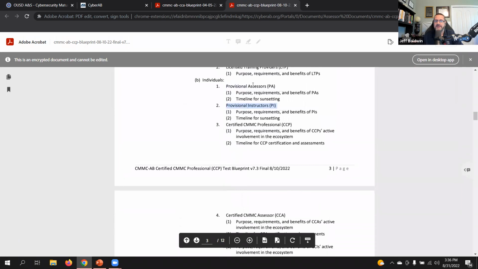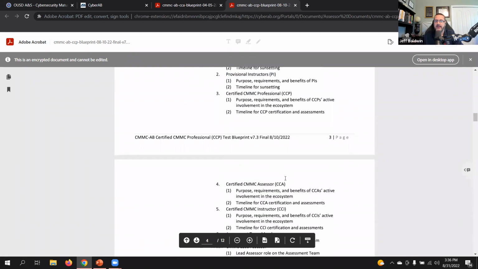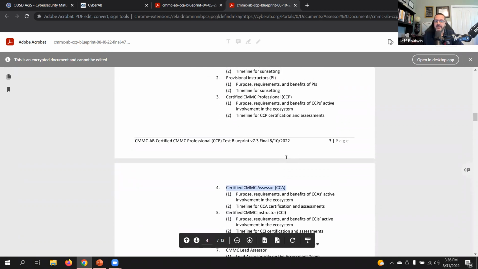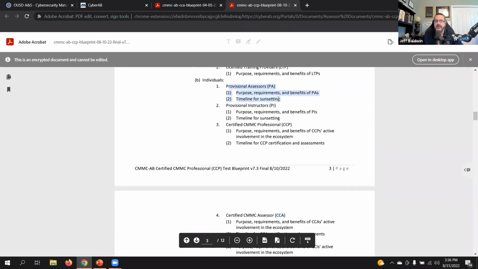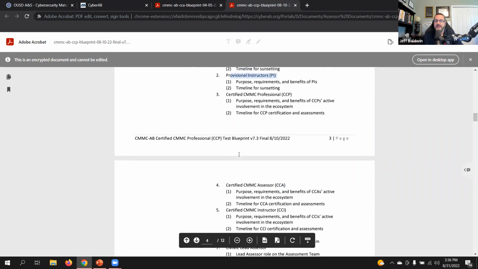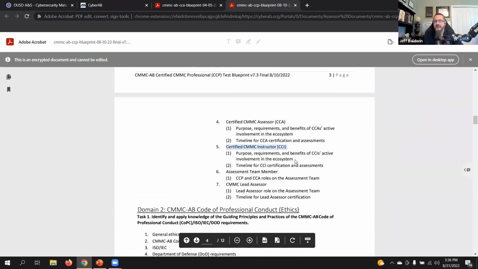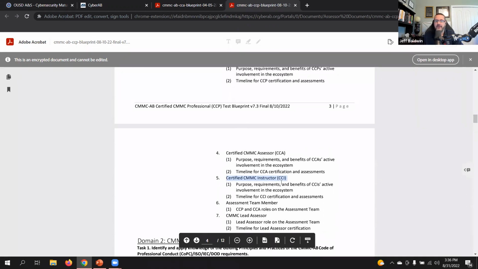So one thing to note, these provisional assessors will eventually be sunset and replaced by CMMC certified assessors, or certified CMMC assessor. So they will be replaced eventually. Once this certification is available, the PAs have 6 months to transition. And that's the timeline for sunsetting right there. And then the provisional instructor, same sort of thing. They will eventually be replaced by the certified CMMC instructor. In order to be an instructor, you have to have the certification at that level. So if you are a CCI and you want to teach a CCA, you also have to have a CCA.